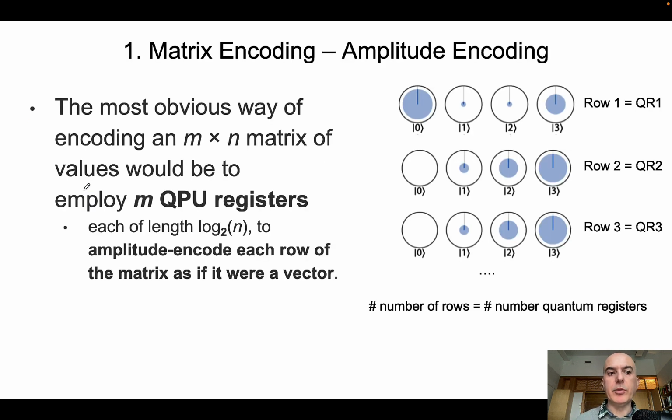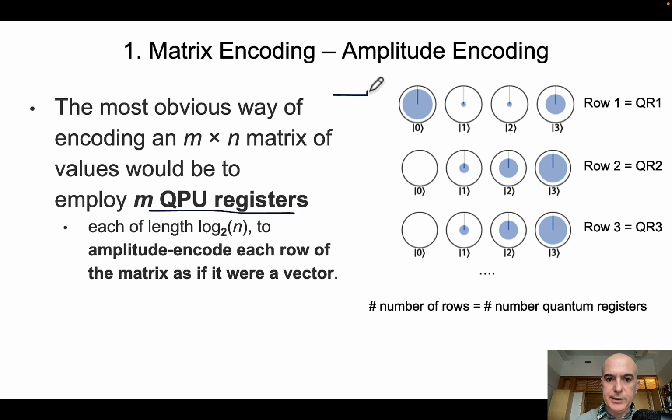So the most obvious way of encoding an m times n matrix of values would be to employ m QPU registers. So if we have m rows in our matrix, we are going to have m QPU registers. Each of these QPU registers has a length of log base 2 of n, to amplitude encode each row of the matrix as if it were a vector.